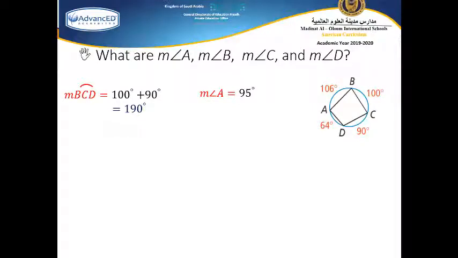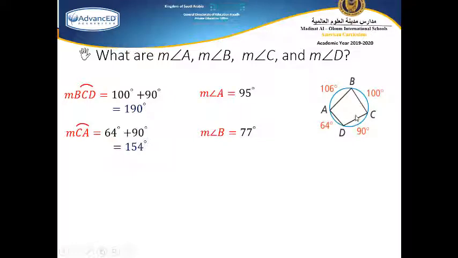In the same way, let's find the measure of angle B. The measure of angle B intercepts the arc CA, and we know that the arc CA equals the sum of 90 and 64. Then the measure of arc CA equals 154. Then the measure of angle B, the inscribed angle, equals half of 154, which equals 77.